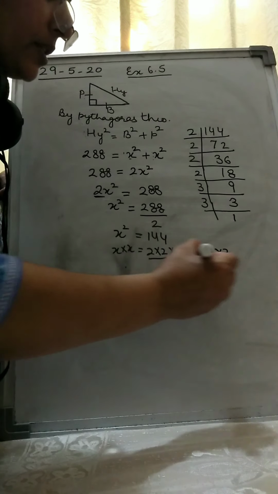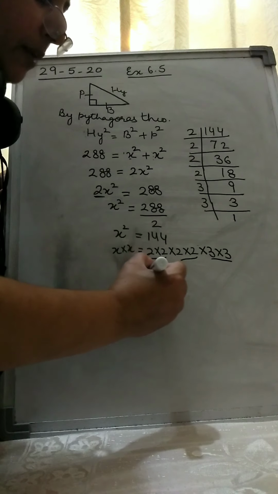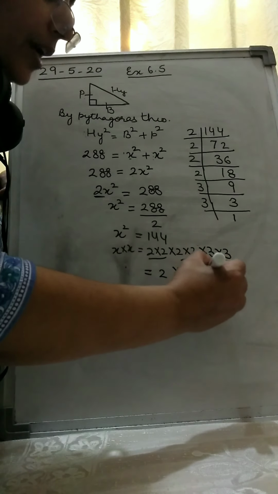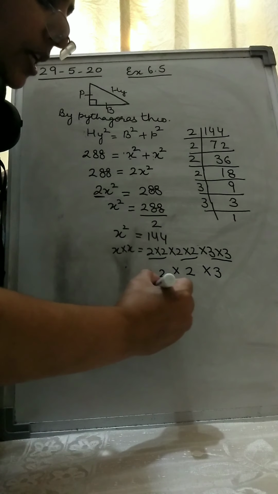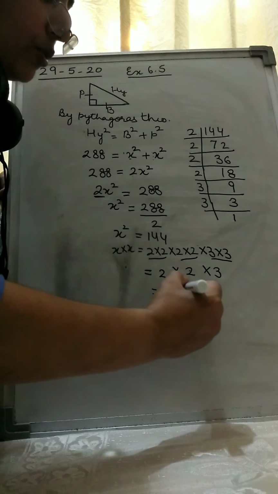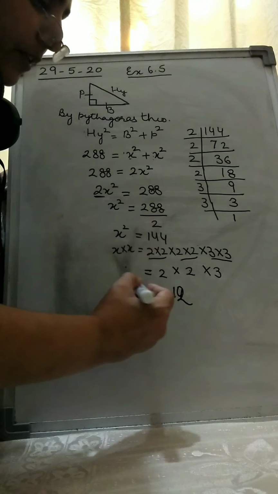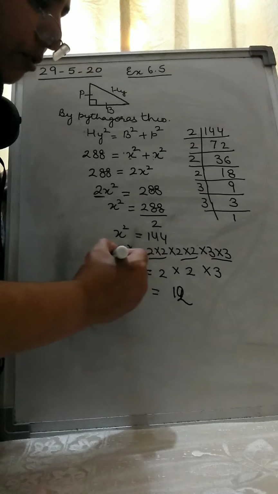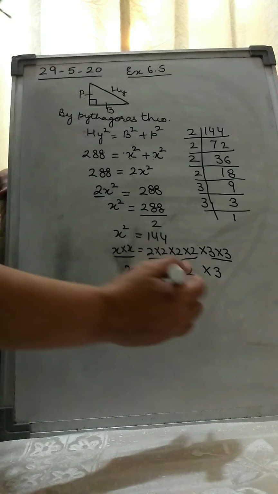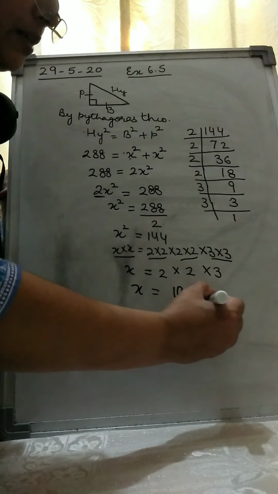Now check the pairs. All are in pairs. So this is 2, this is 2, and from this pair I'll take 3, and my answer is going to be 4 into 3, that is 12. So x, from this also I am going to take 1. So the value for x, that is one of the sides, is 12 centimeter.